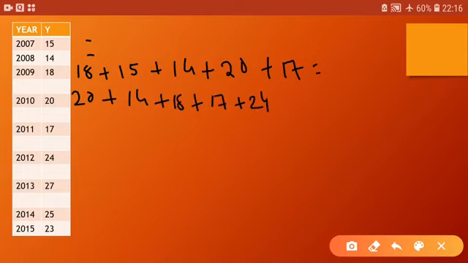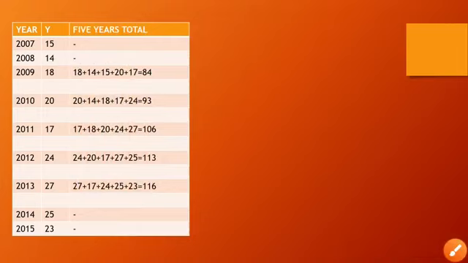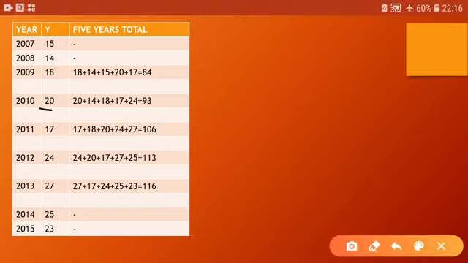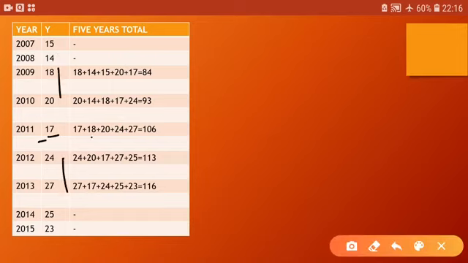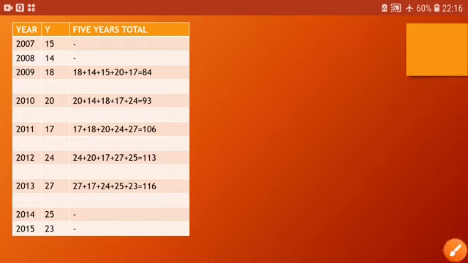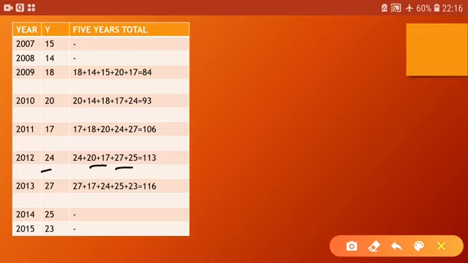So now I hope you know how it works. You can see I have taken 18 itself, 2 up, 15, 14, 2 down, 20 and 17. So total is 84. In next 20 also I have done the same thing, 2 up and 2 down. So 18 and 20 up and 24 and 27 down. In 24 we have done the same thing, 2 up, that is 20 and 17, and 2 down, 27 and 25.